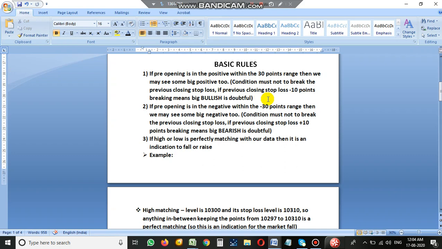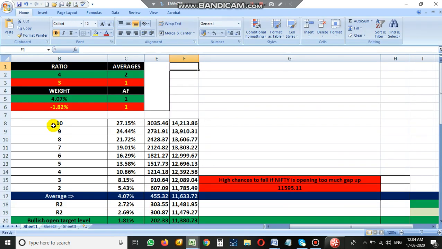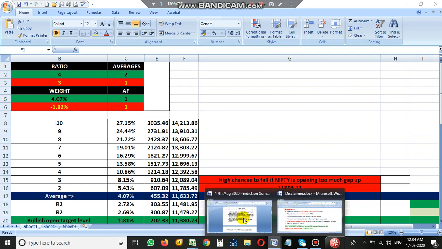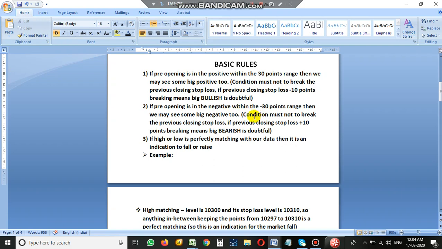You can check any day, because you can go and check the past record history. You have a good number of bullish trading days that happened in this particular range of levels. So if anything opens less than 30 points in the positive and does not break the previous close stop loss of 10 points, it has high chances to go bullish even on Monday as well, because it is a common rule. Likewise, the same on the negative side. It is for all the days.